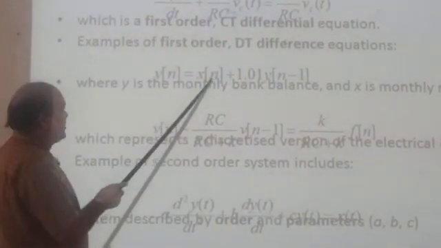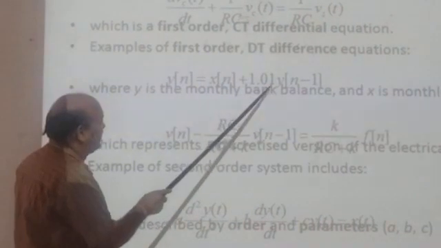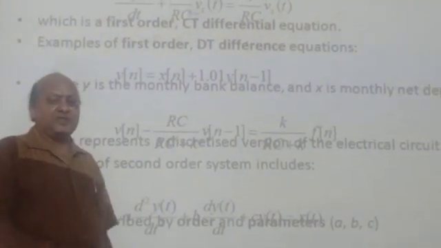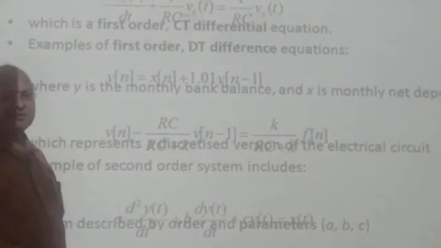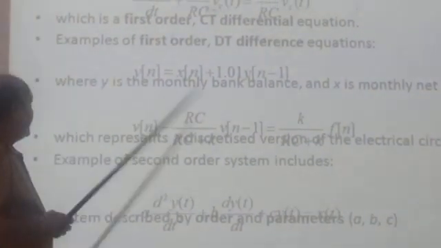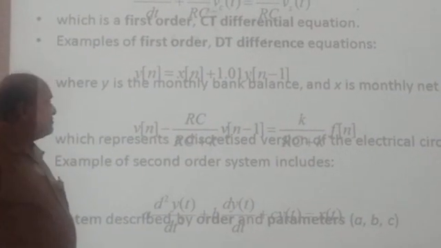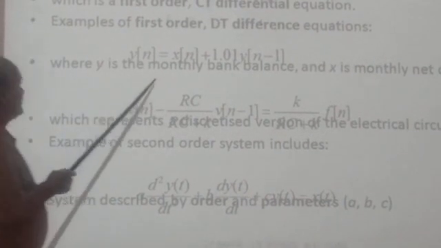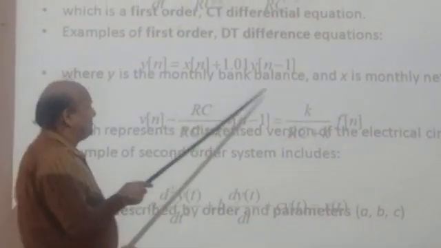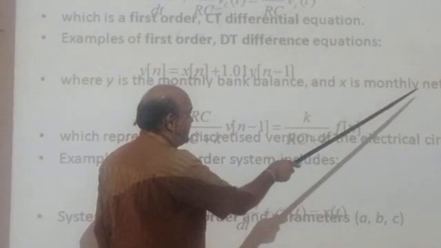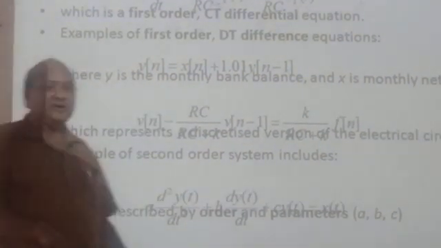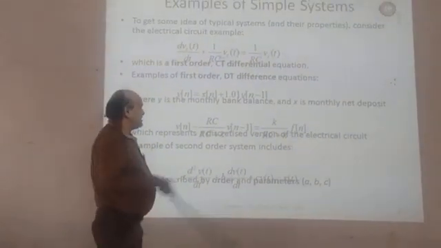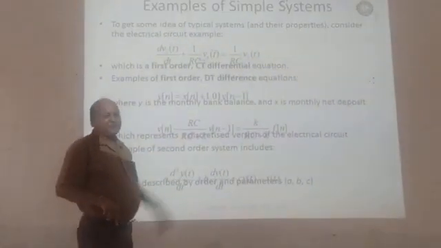And this is the first order difference equation in a discrete time system: y of n is equal to x of n plus 1.01 y of n minus 1. Here y of n minus 1 indicates the previous value of y, where y is the monthly bank balance and x is the monthly net deposit. This is an example from the banking side, so it is written monthly bank balance and monthly net deposit.